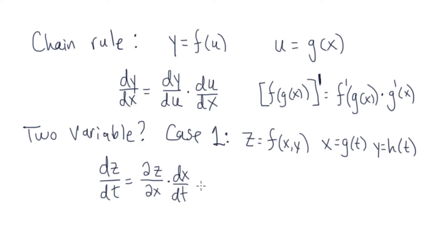Well, what do I do? I just add. The chain rule in multivariable, I just add all of the different possibilities. So I add taking the other choice. I take the partial of z with respect to y, and then multiply by dy dt, like that. So this is what the chain rule says in the two variable case in case 1, where the intermediate variables x and y just depend on one independent variable t.